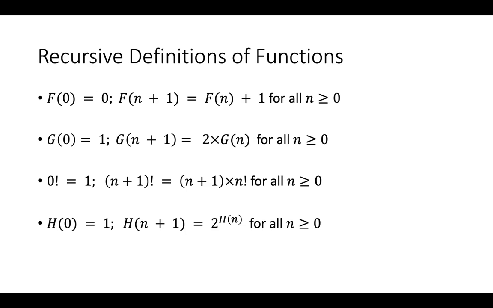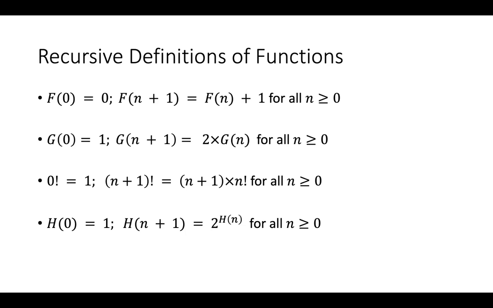The first step, f of 0 will be 0. Next step, we can define using n plus 1 and n. n is the previous step, or current step, and n plus 1 is the next step. So we can define the natural number as the current number adding one more. That is the next natural number. So that's why f of n plus 1 is equal to f of n plus 1.